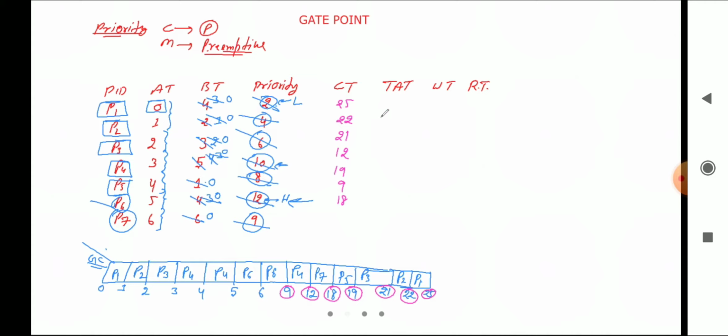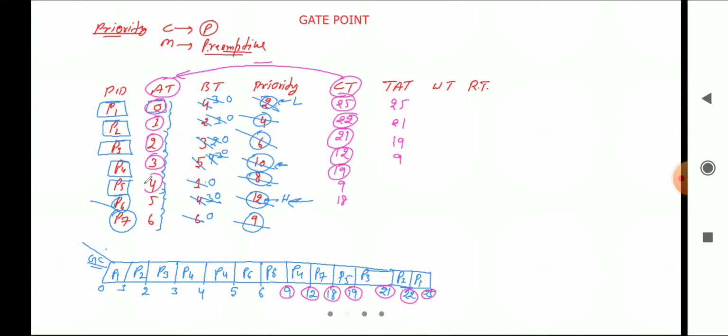Now we'll see the turnaround time. So what is the turnaround time? Completion time minus arrival time. So 25 minus 0 is 25. 22 minus 1 is 21. 21 minus 2 is 19. 12 minus 3 is 9.